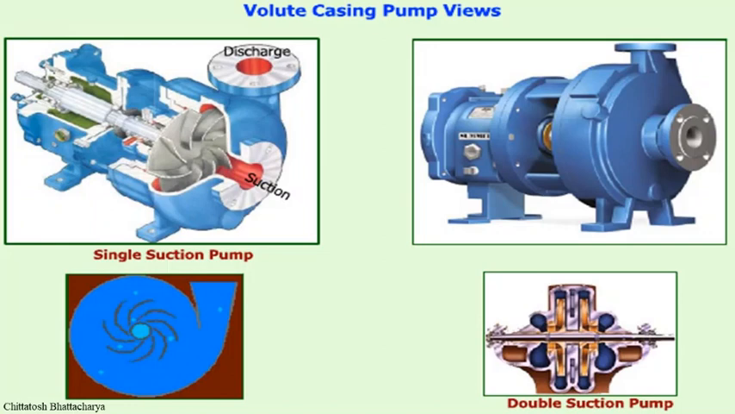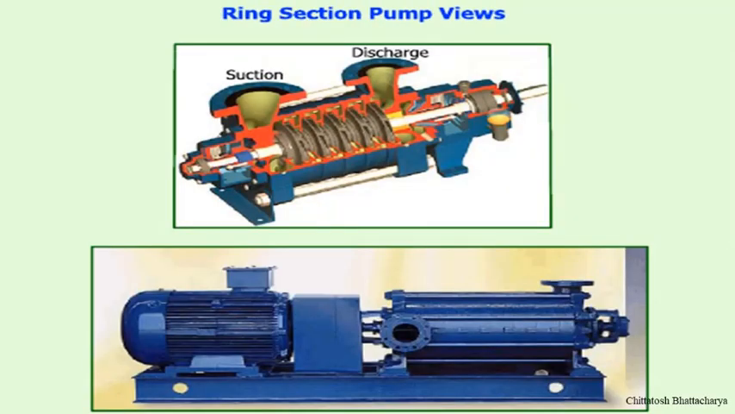So this way centrifugal pump casing is made. There may be single suction type volute casing or double suction type volute casing. In high capacity centrifugal pumps, we use a number of sections or stages to increase the capacity of discharge.